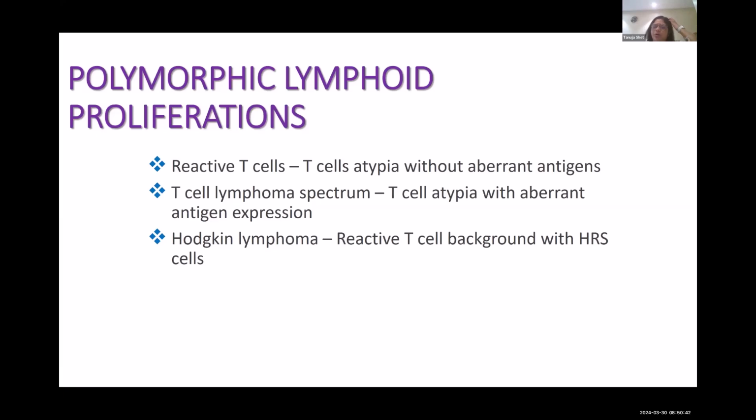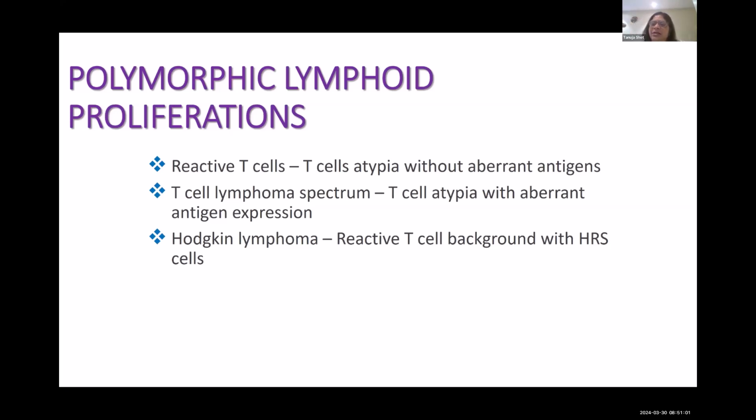So then we come to the polymorphic lymphoid proliferations. I told you that the paracortex is the site for most of these proliferations. You can get T cell lymphomas there, you can get Hodgkin's there, and you get reactive cells. The difference is understanding that the T cells are neoplastic. And how do you realize that T cells are neoplastic?